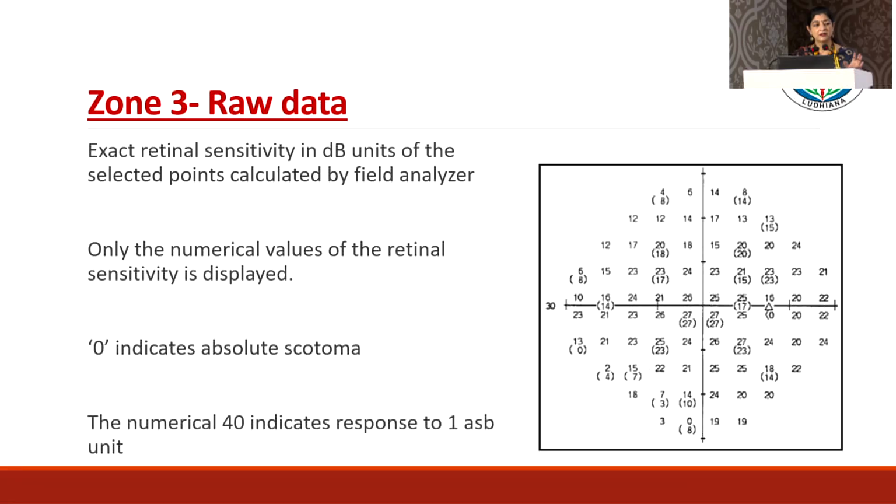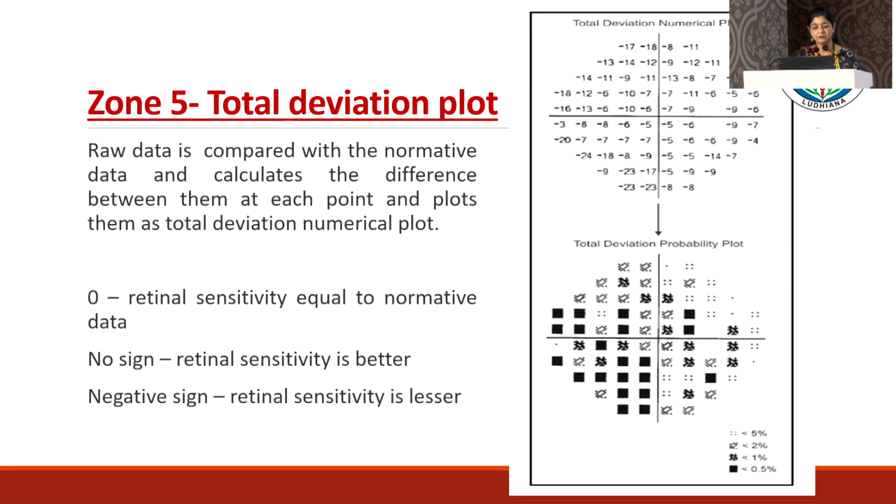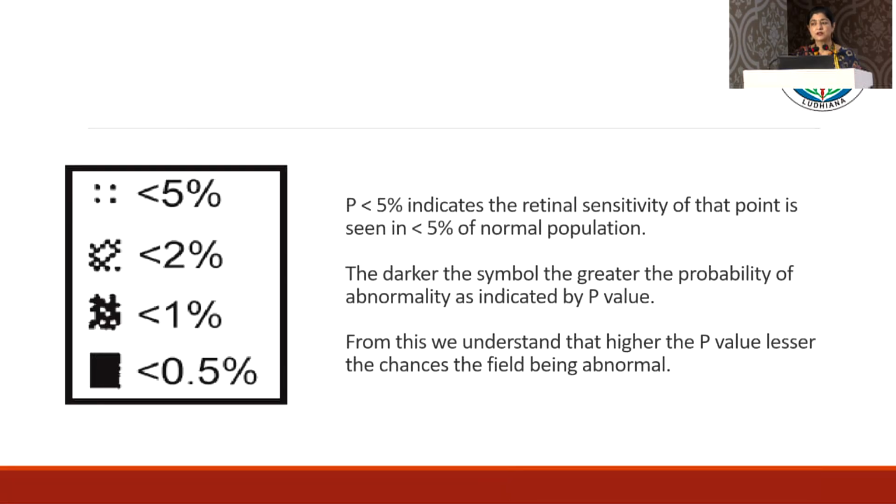Then we have the third zone, which is the raw data, and its pictorial representation is the grayscale, which is zone 4. These are usually not looked at too frequently in visual field charting. What is more important are zones 5 and 6, which have the total deviation plot and the pattern deviation plot. The total deviation plot compares the patient's data with the normative age-related data, and it also has the p-values.